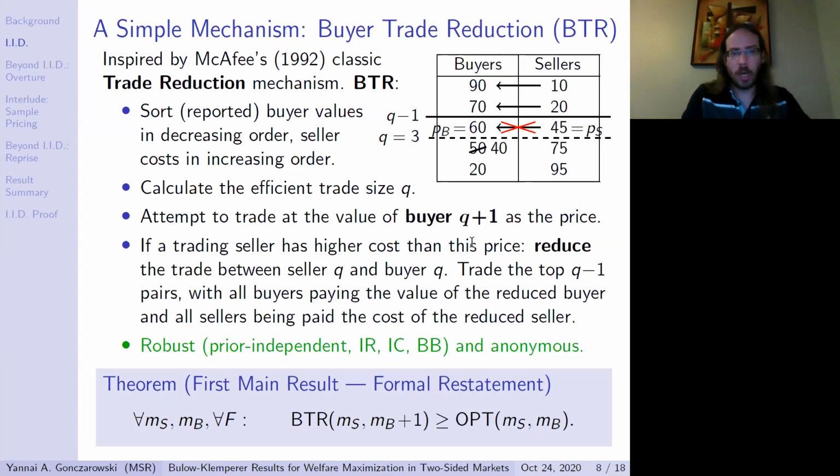Okay, so first main result, formal restatement. This is a restatement of what we said before. For any number of sellers, any number of buyers, any distribution F, the expected gains from trade from BTR, this mechanism in the augmented market, is at least as high as the expected gains from trade of the first best mechanism of VCG in the original market. And I'm stating it here in terms of gains from trade, but you could have said expected welfare, expected efficiency would have been exactly the same. So here it doesn't really matter. This interpretation will matter later.